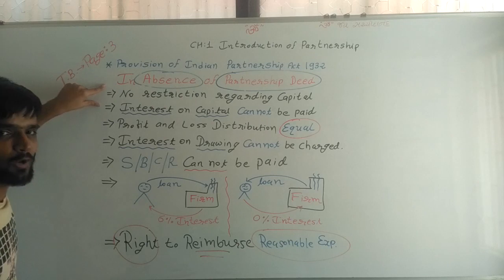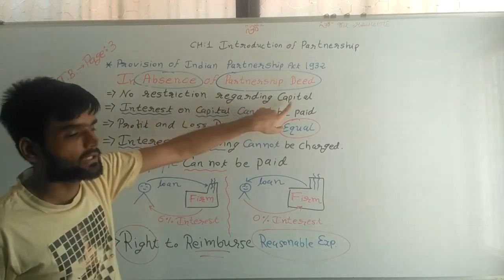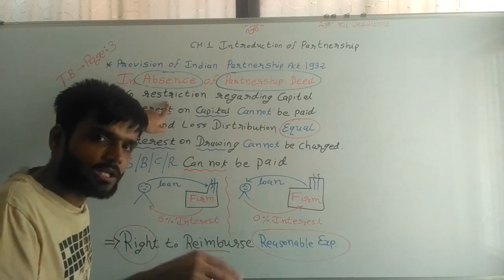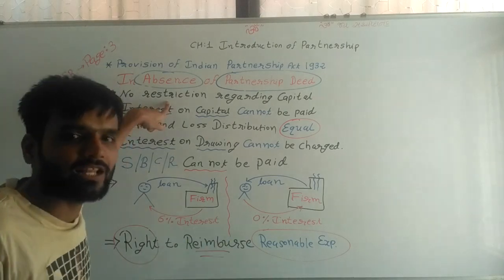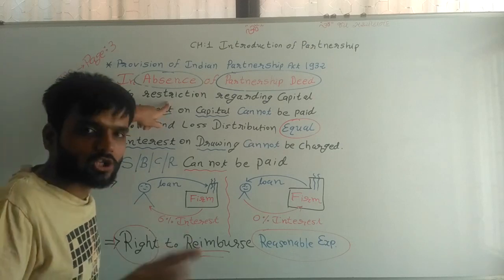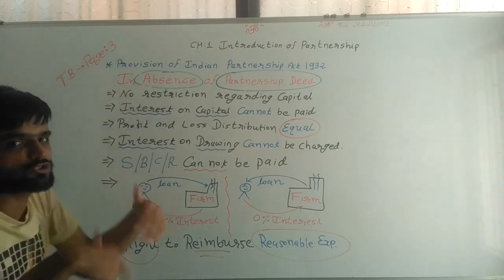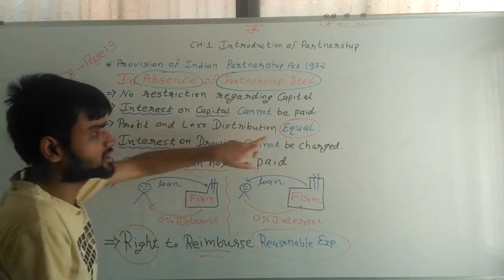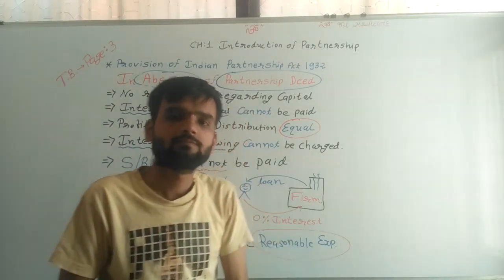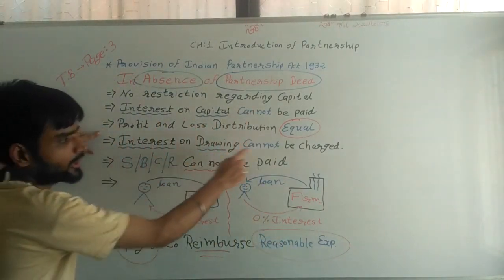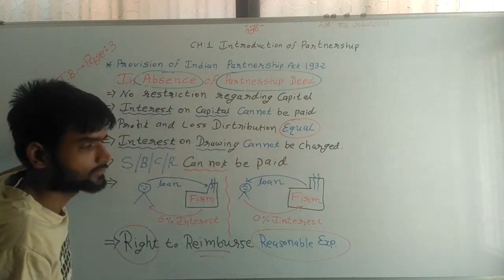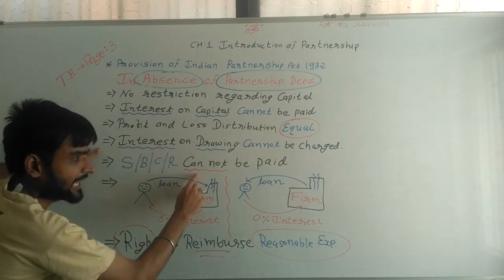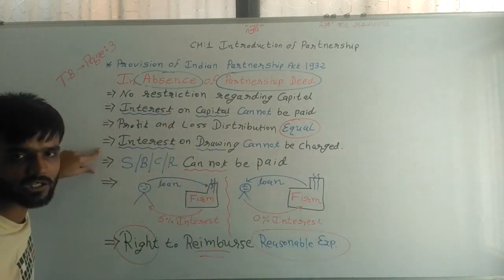Now see, the first point is what? Regarding capital, there is no restriction. A partner can invest capital, or a partner may manage the firm. Both possibilities are there. Second, interest on capital cannot be paid. Third, profit and loss distribution ratio is equal. Interest on drawing also cannot be charged. Salary, bonus, commission, remuneration cannot be paid to a partner.